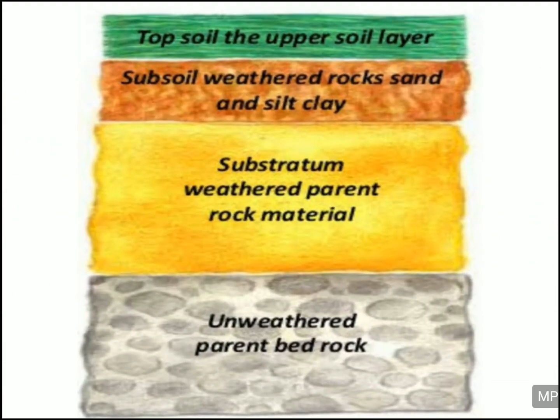So if you are asked to show the layers of the soil, you can show the layers of the soil which are given in your book also. At the very bottom you have the parent rock, because ultimately the soil is formed out of the rock only. And then above the parent rock you have the weathered parent rock, which means the parent rock is broken into small pieces. And then above that you have the subsoil where the roots of the plants are found, and then on the top you have the topsoil where the plants grow.